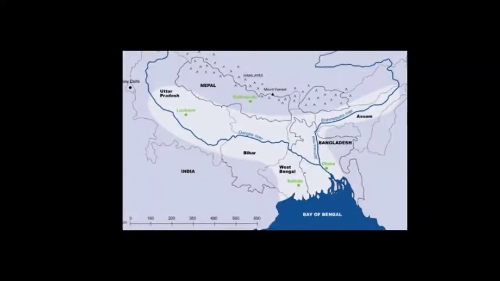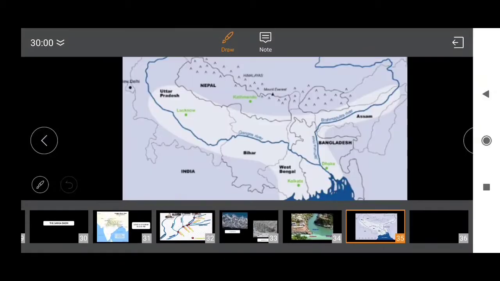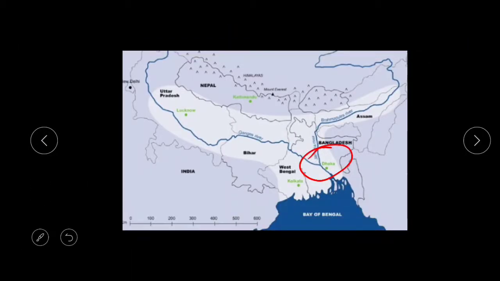It flows through Rishikesh and then through the Haridwar plains. Later in Bangladesh, it joins with the river Brahmaputra. You can see that it is joining here. When the river Ganga and Brahmaputra join, the combined streams are called Padma.